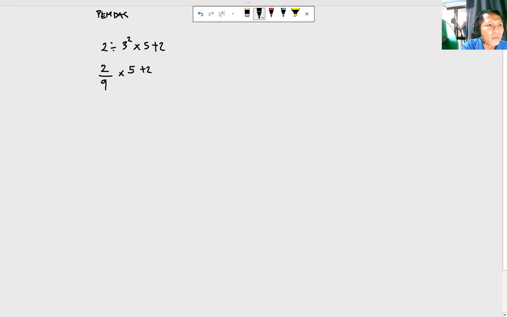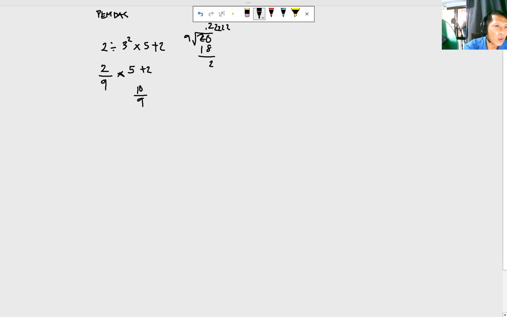So 2 divided by 9 is 0.2222, never ending, so 2 all over 9. And then you multiply it by 5. You can multiply 5 with the fraction, by multiplying 5 times 2, which is 10. So that is 10 all over 9.